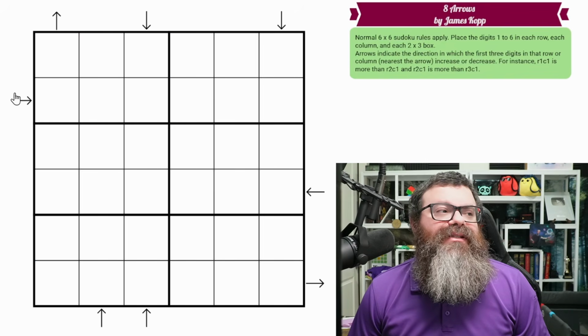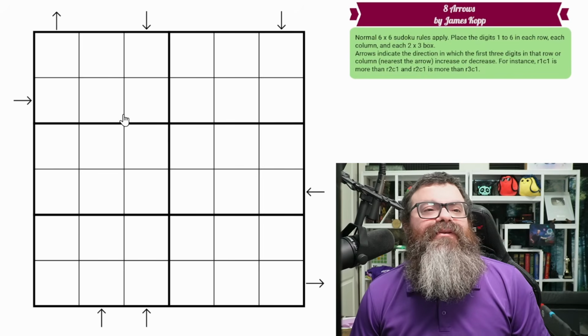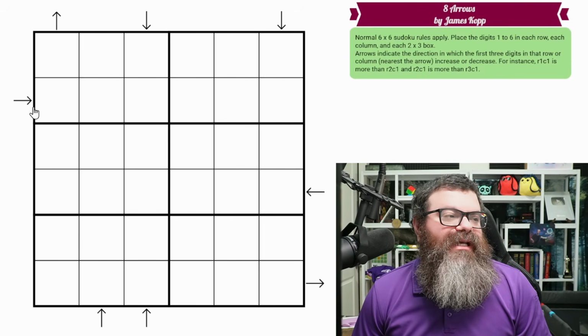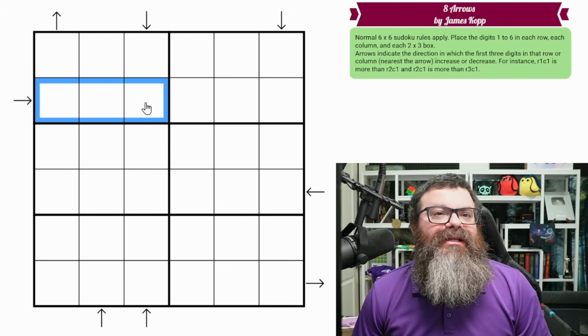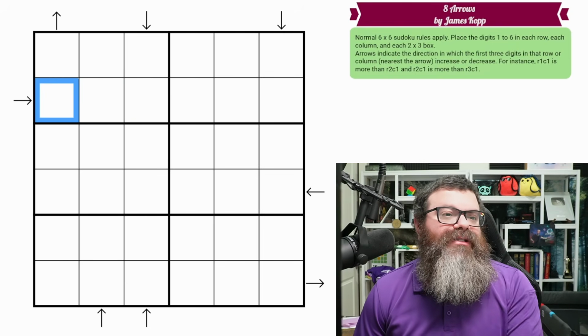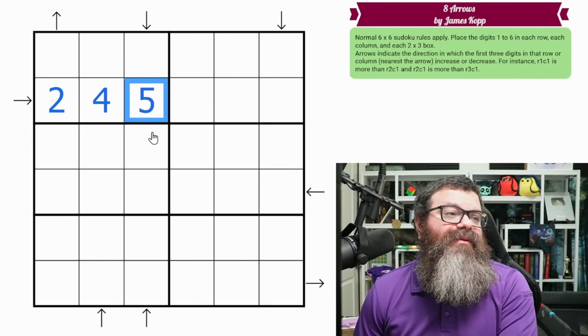So these arrows outside the grid indicate the direction in which the first 3 digits in that row or column nearest the arrow increase or decrease. For example, this arrow here tells us that these increase in this direction. So if this is a 2, this has to be bigger than that, a 4 maybe. This needs to be bigger than that, maybe a 5. And then the remaining ones can do whatever they want.